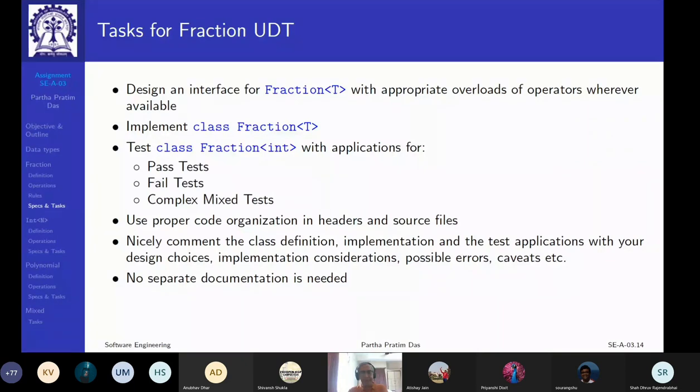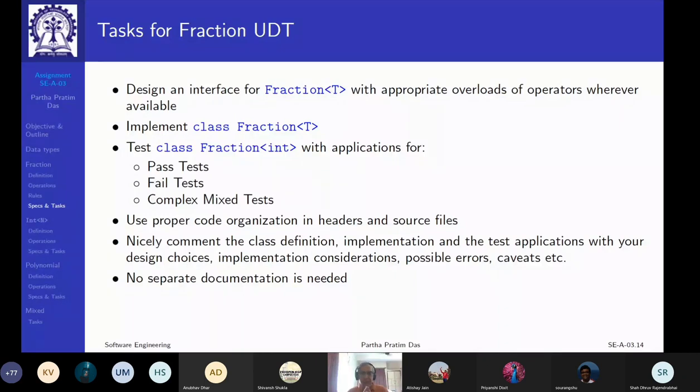And finally, you would like to do some complex mixed test. For example, you have addition, subtraction, multiplication, division, inversion, comparison. So you want to say that F1 plus F2 times F3 minus F5 times F6, the whole thing divided by F9. What should it be? Now this entire thing should also compile, execute, and give you proper results. So that is the meaning of the mixed test or complex test and so on.